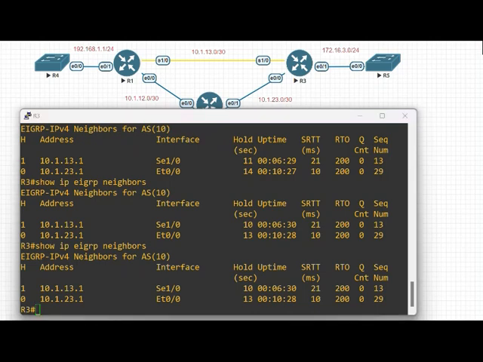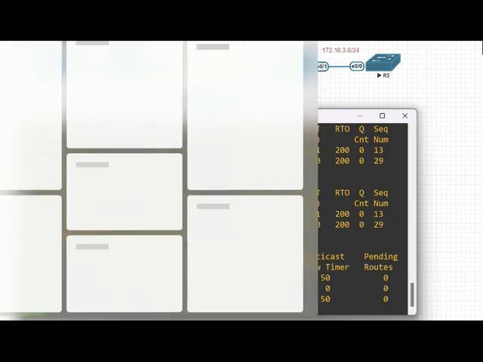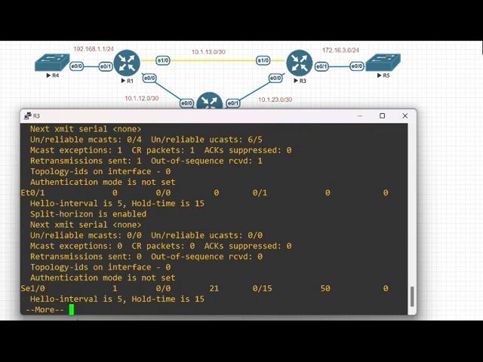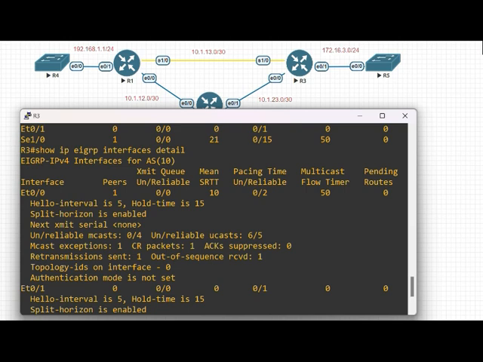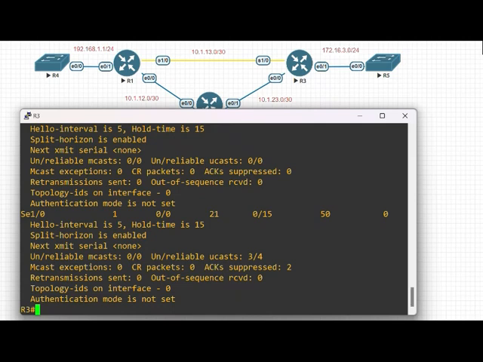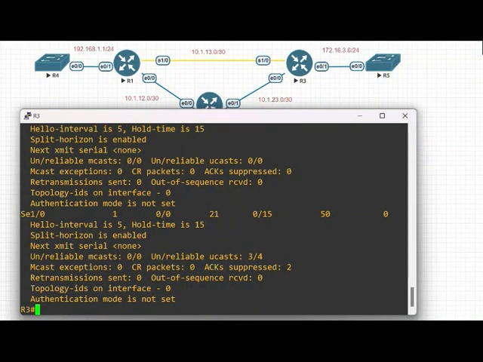Some other basic show commands for the router is show ip eigrp interfaces. Here we just look at the interfaces, but there's another command, show ip eigrp interfaces detail, to look at the individual interfaces. This is where you verify the hello interval and hold time for each of the interfaces that you have. The hello and the hold time can be configured individually, so they do not have to match, as opposed to OSPF, where we need them to match with each other.